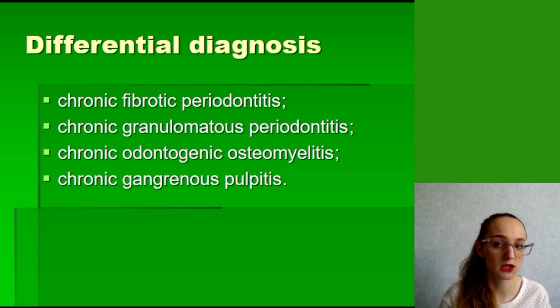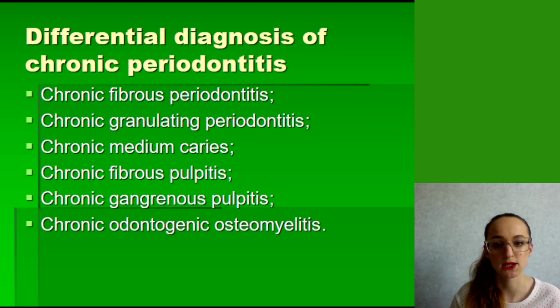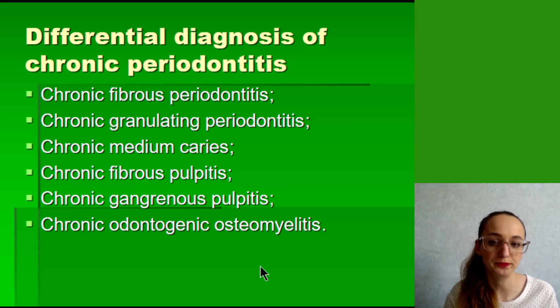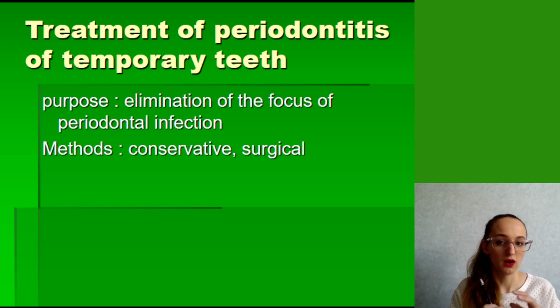Differential diagnosis: chronic fibrotic periodontitis, granulomatous, odontogenic osteomyelitis, and gangrenous pulpitis. Differential diagnosis of chronic periodontitis. Treatment of periodontitis of temporary teeth. Methods of treatment can be conservative or surgical.